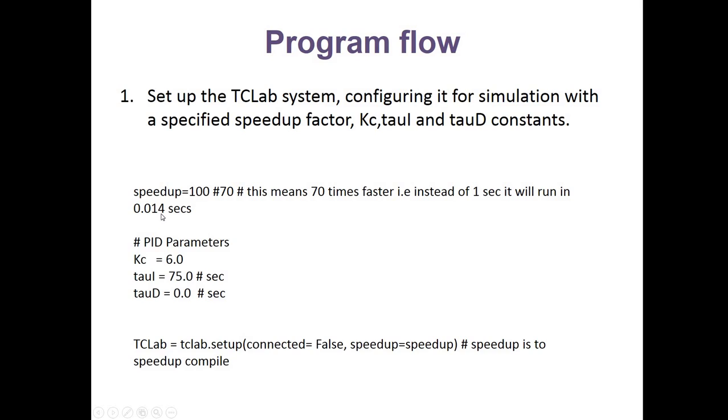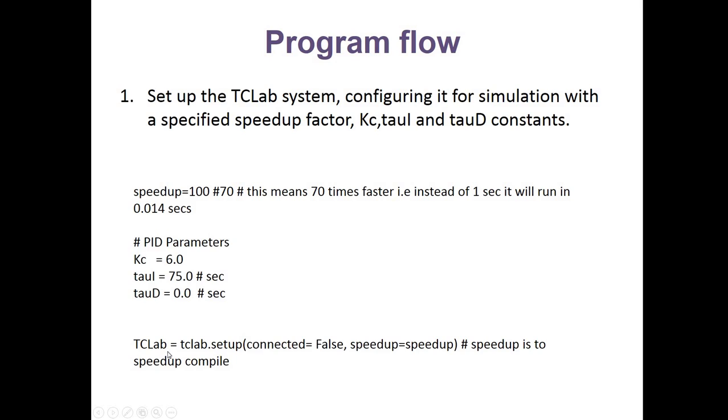70 means it's a 14 millisecond. That means 1 divided by 70, that is 14 millisecond. If it is 100, 1 divided by 100, that is 10 millisecond. Every loop will run. And Kc is equal to 6, that is the PID parameters. And there is something called a tau I, that is 75. Then there is a tau D, which is 0. Okay, these are the parameters which are to be fed into the system. Now, this is more a PI controller than a PID because D is 0.